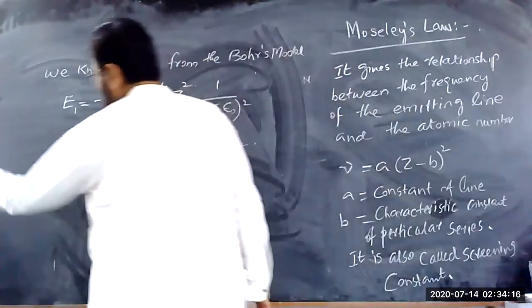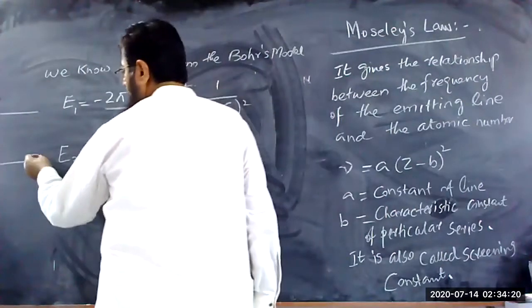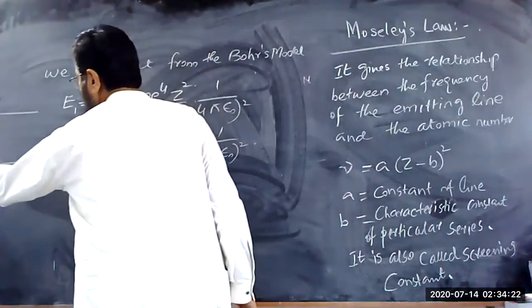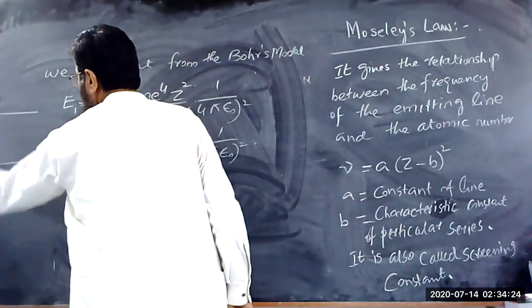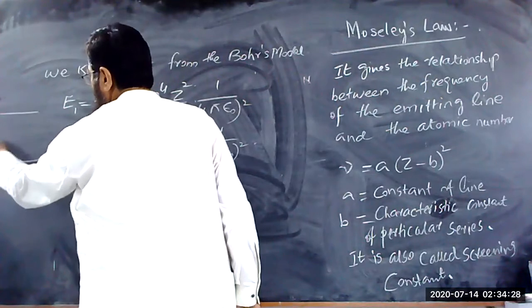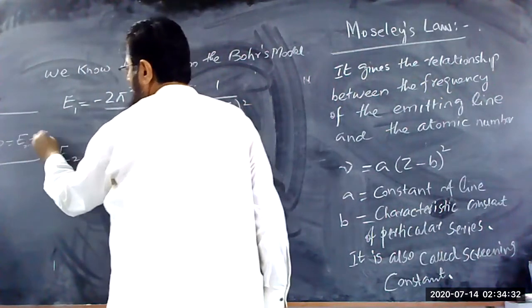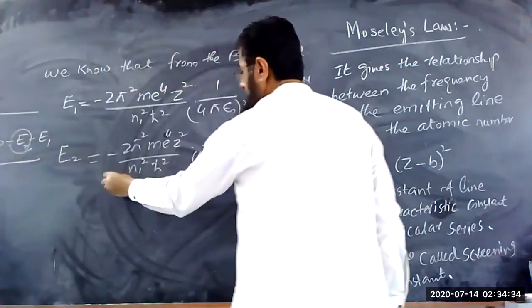If we say that these are the two levels, this is n2 final and this is n1 initial, then h nu is equal to E2 minus E1. What is E2? E2 is equal to this.